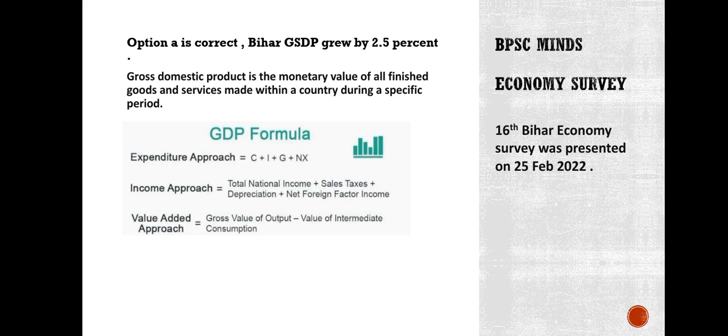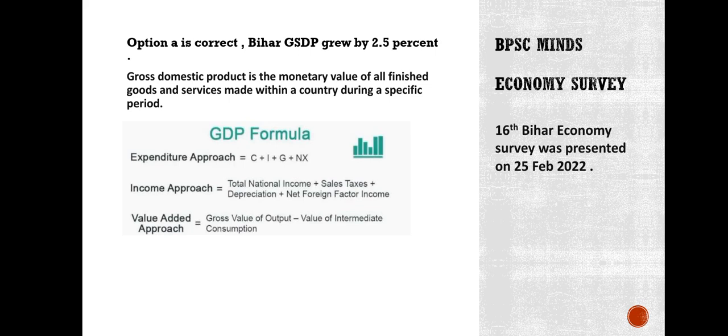G stands for government expenditure, which includes salaries of the government employees and expense in the welfare projects like road, railway, schools. And the final one is the NX, that is the net export, the country's total export minus total import. The second approach is an income approach, that is the total national income. Total national income includes the sum of all the wages, rents and interest and profits.